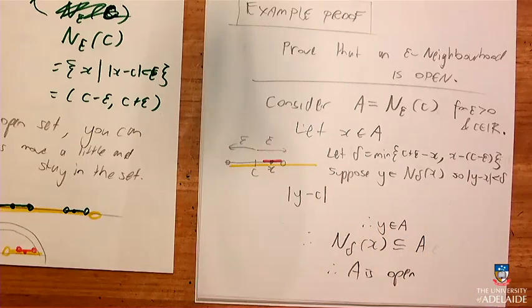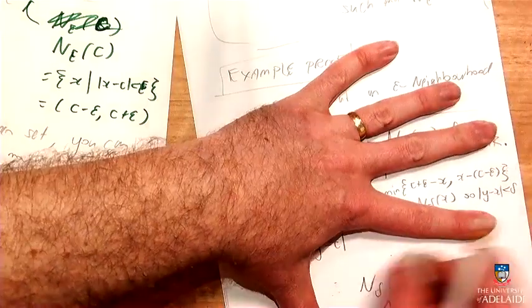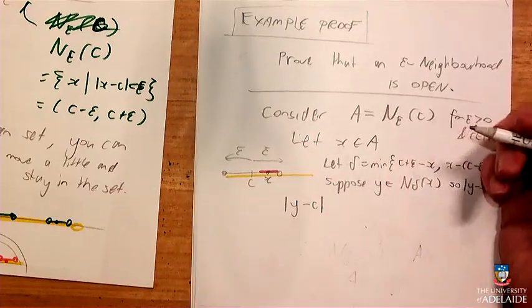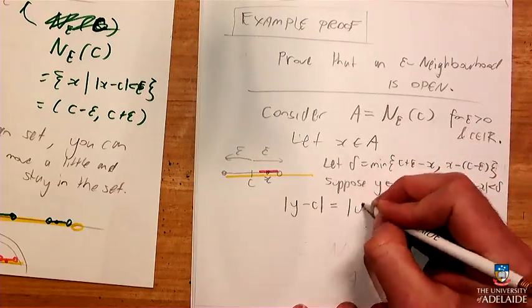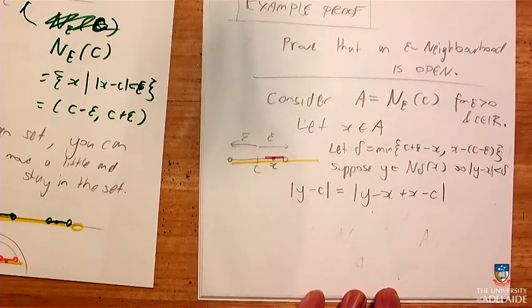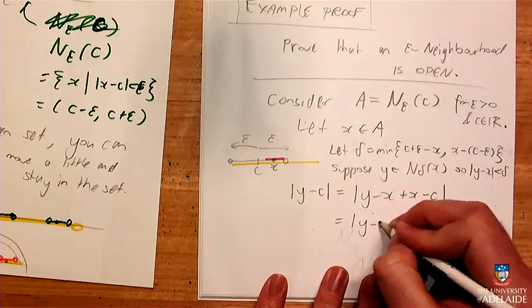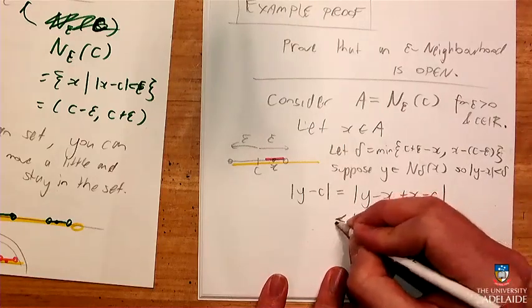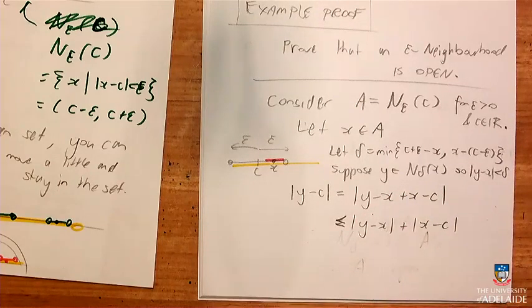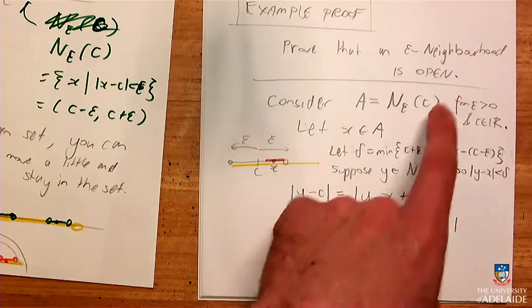I'm going to need more space, I'm sorry. If I was in an exam, I would probably say 6 star on the next page. Okay, so this would be y minus x plus x minus c, which by the triangle inequality is less than this. Don't know yet. We do know that the distance between x and c is less than epsilon, because x is in this set.